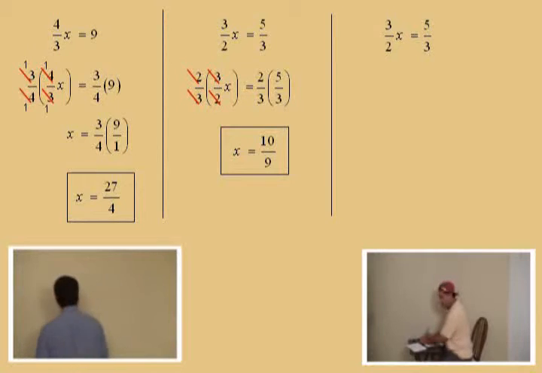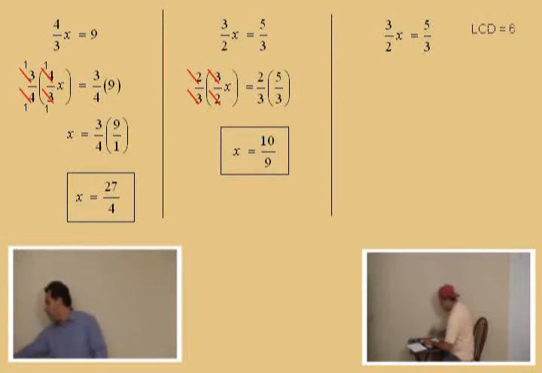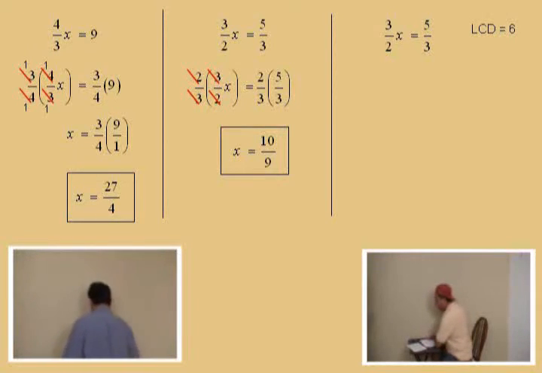Okay, so let's look at this problem here. Charlie, get that problem there. What is the lowest common denominator there? 6. It's 6. Yes, it is 6 because both the 3 and the 2 divide evenly into 6. 6 is the smallest number that both 3 and 2 divide evenly into, and that's our lowest common denominator. So we'll go ahead and list that for you up there.